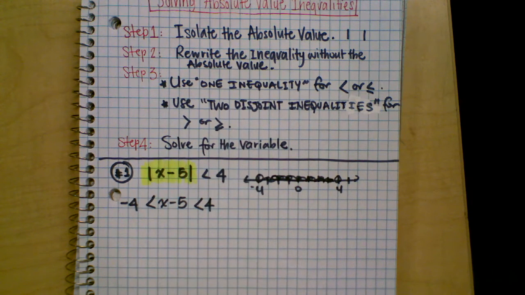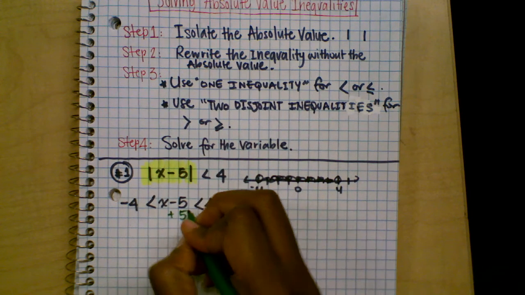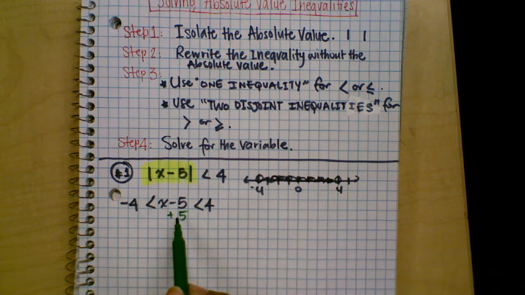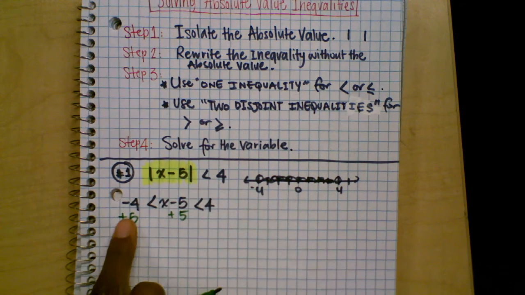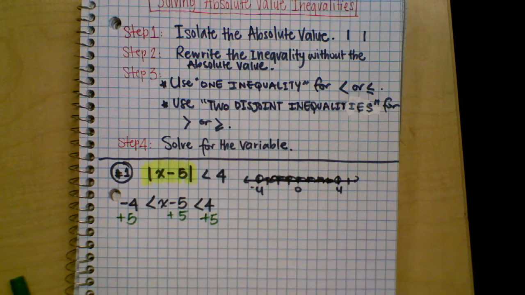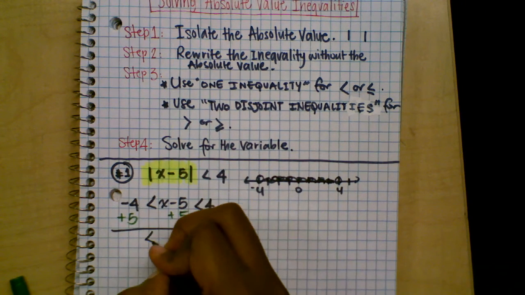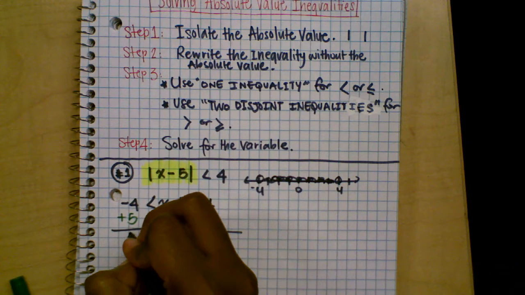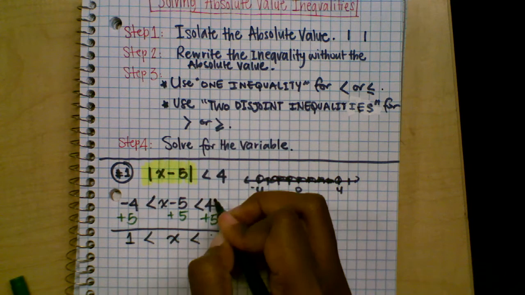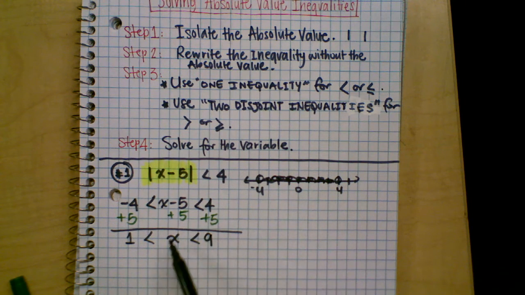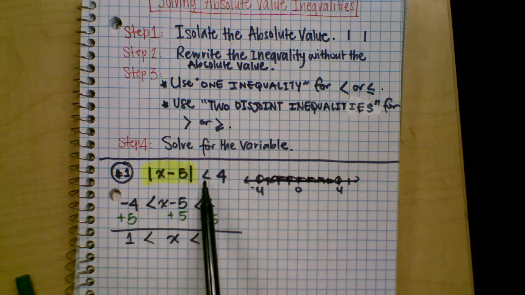How do we solve for the variable here? As you can see, all you have to do is add 5 to get x alone. And whatever you do on one side, you have to do on the other side as well. And then you end up with a new inequality. It's going to be x in the middle, and then you have 1 and 9. So for this inequality to be true, for it to be less than 4, the number x needs to be between the number 1 and 9, not including the number 1 and not including the number 9.